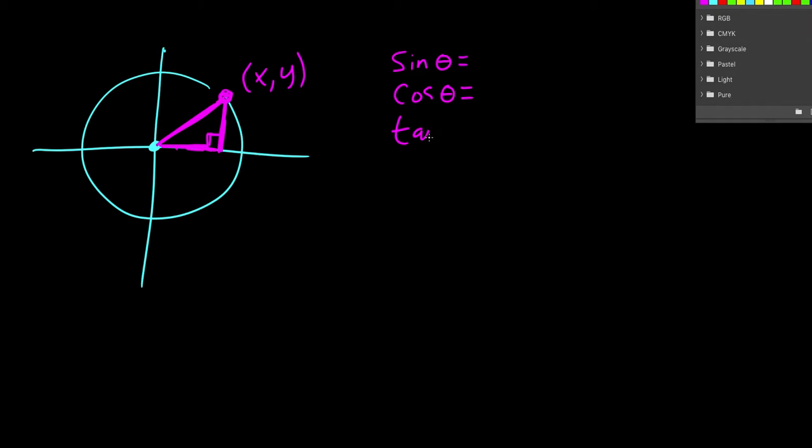sine, cosine, and tangent. This side we're going to call y, this side we're going to call x, because the length of it goes to that x value, and the length of this goes to the y value. And then the hypotenuse we're just going to call 1, because it's a radius of the unit circle, which is just 1.